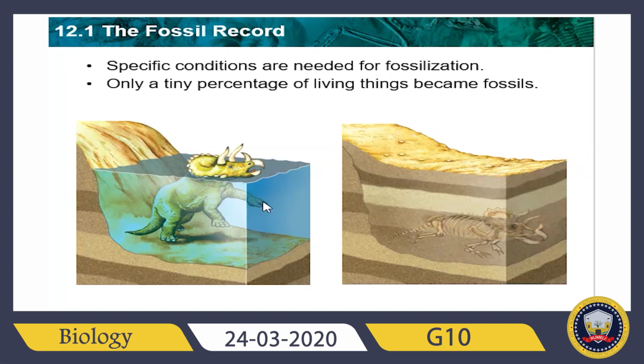So guys, what will happen here? An organism dies in a certain location, such as a riverbed, where sediments can rapidly cover its body. Then guys, what will happen next? Over time, pressure from additional sediment compresses the body, and minerals slowly will replace all hard structures such as bone.